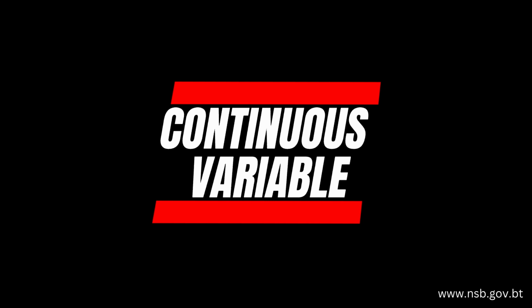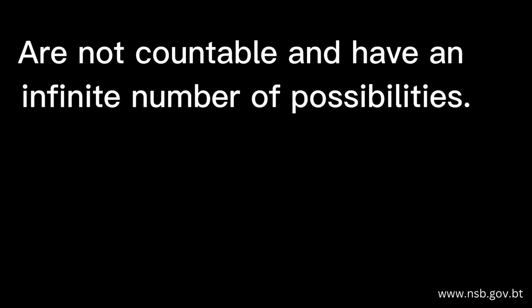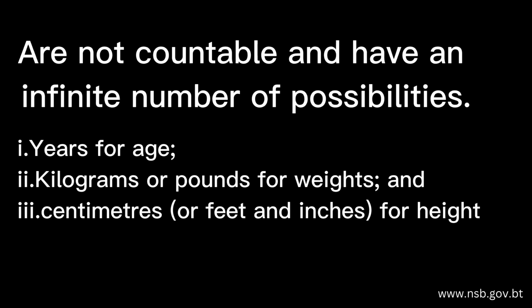Second subcategory of numeric variable is the continuous variable. Continuous variables are variables for which the values are not countable and have an infinite number of possibilities. Age, weight, and height are some of the examples of a continuous variable. For simplicity, let's refer to years for age, kilograms for weight, and centimeters or feet and inches for height.